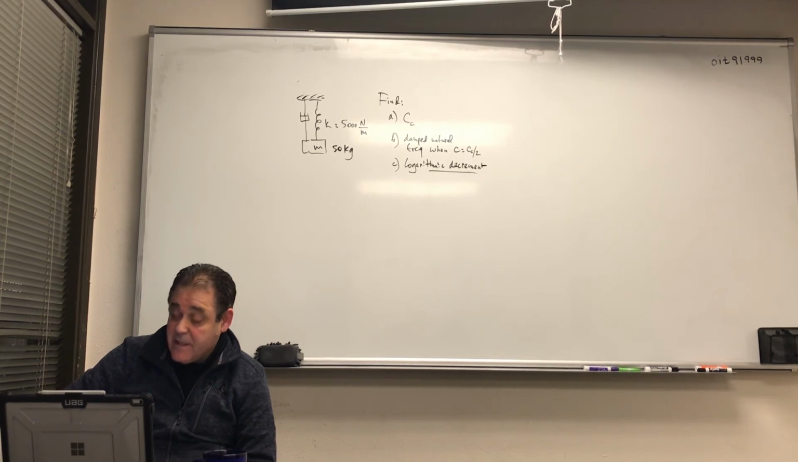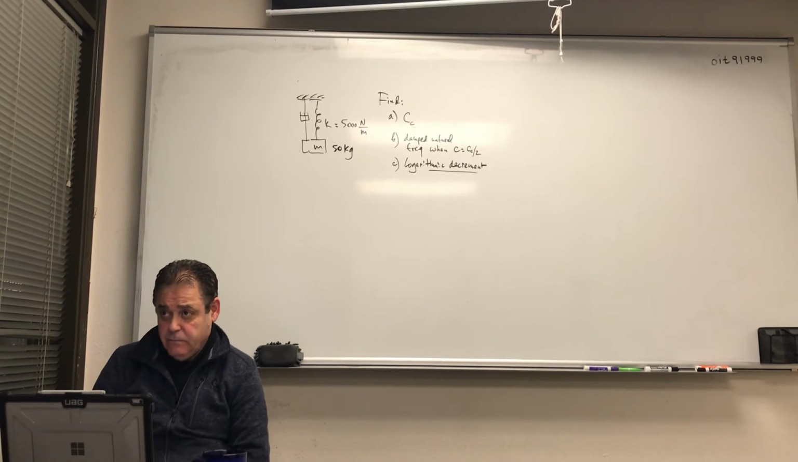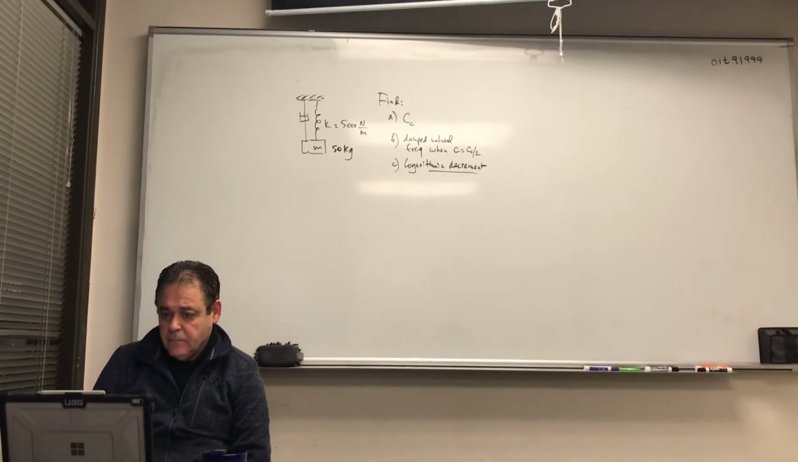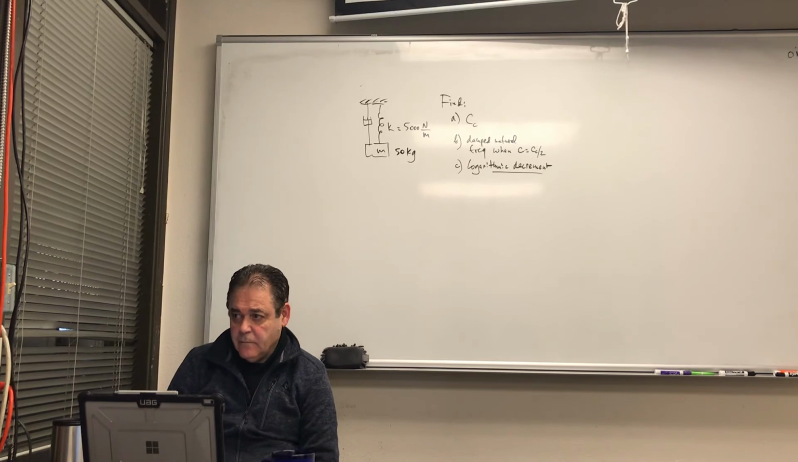Okay. The definition of Zeta omega is omega d, the damped frequency. And then to get to the logarithmic decrement, we know that delta equals ln of x1 over x2, which equals whatever that was.